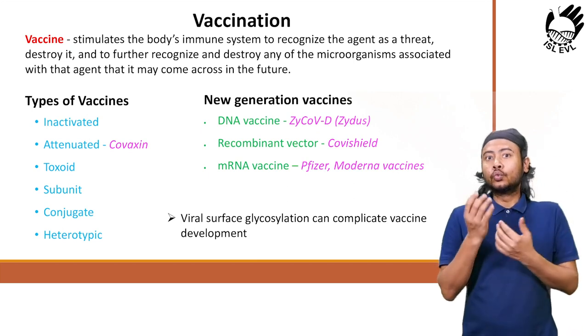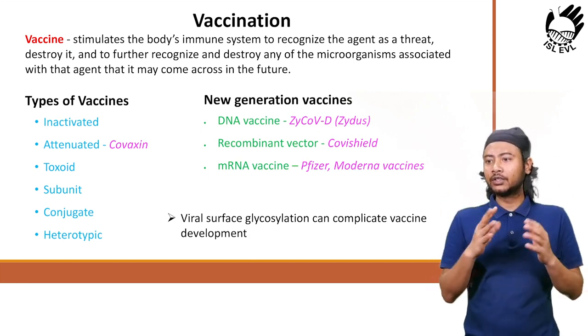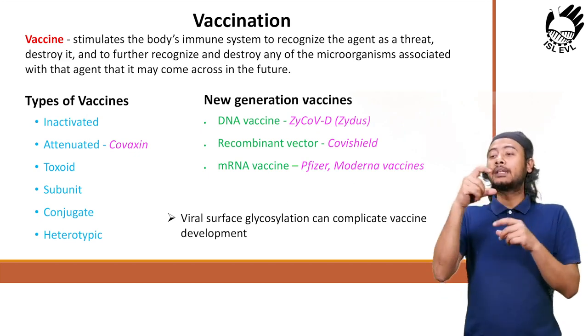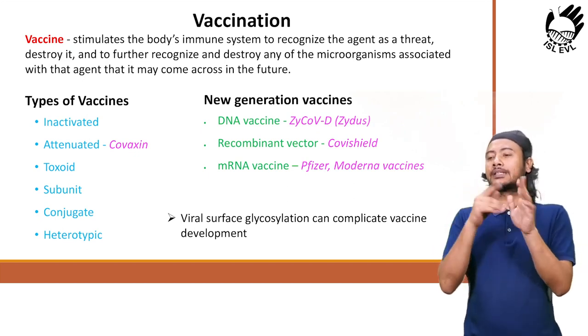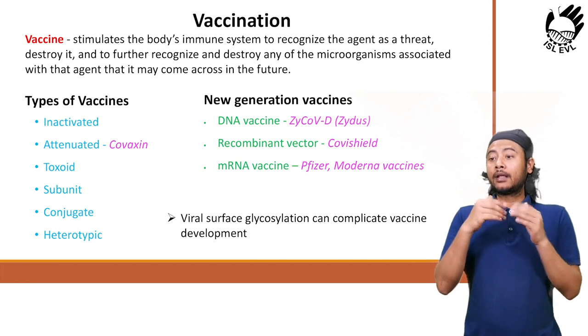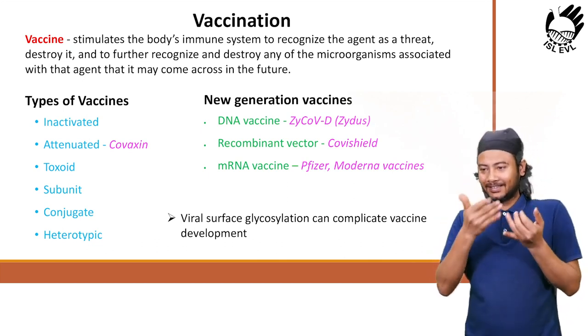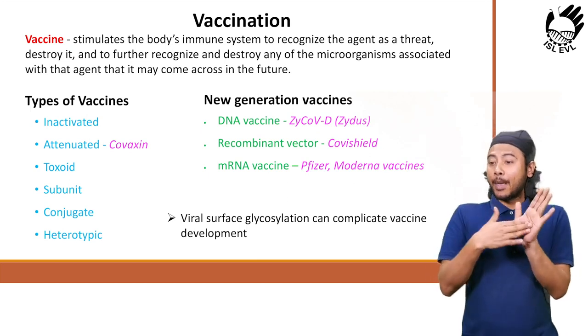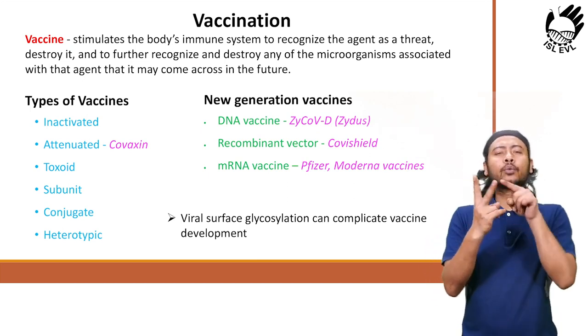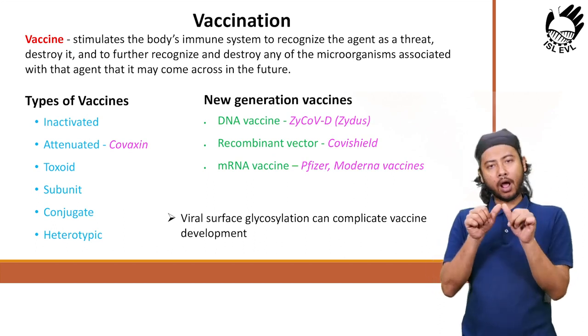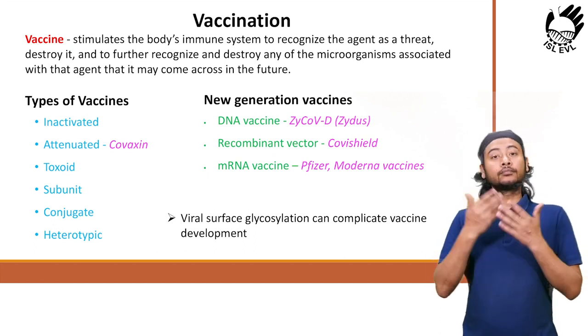There are several new generation vaccines, such as DNA vaccines; the vaccine developed by Zydus, ZyCoV-D, is a DNA vaccine. Then recombinant vector vaccines, the Covishield vaccines come under this class. Then mRNA vaccines, the vaccines developed by Pfizer, Moderna, etc. come under this vaccine category.